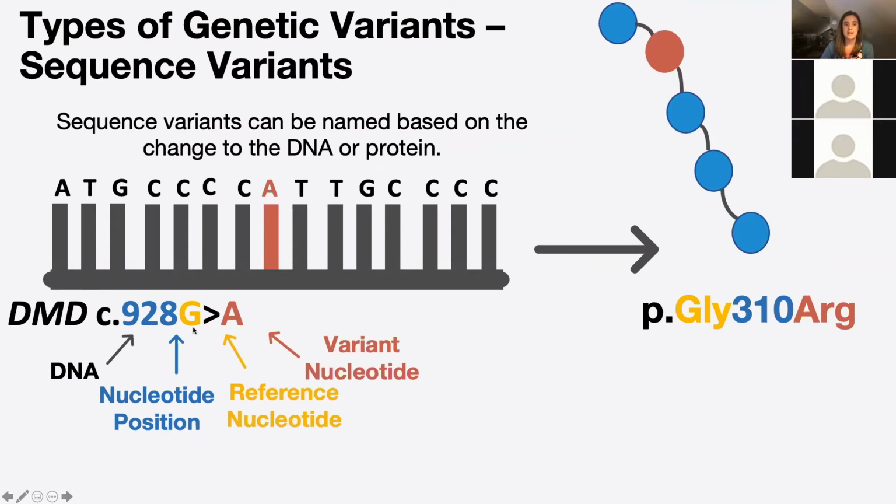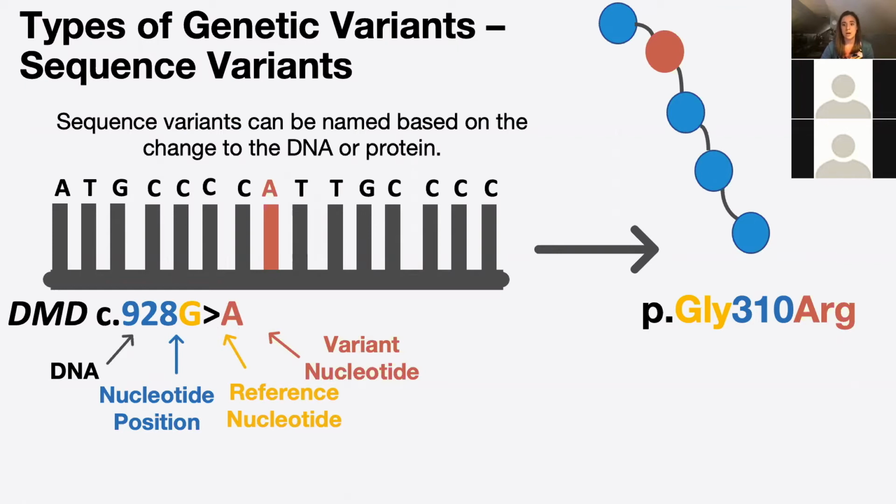The first letter here tells us the letter that's typically at that position. At position 928, most people typically have a G. The greater than symbol then is our way of saying is changed to. And the last letter tells us what letter this person has at that position. So altogether, this tells us that at position 928, most people have a G, this individual has an A.